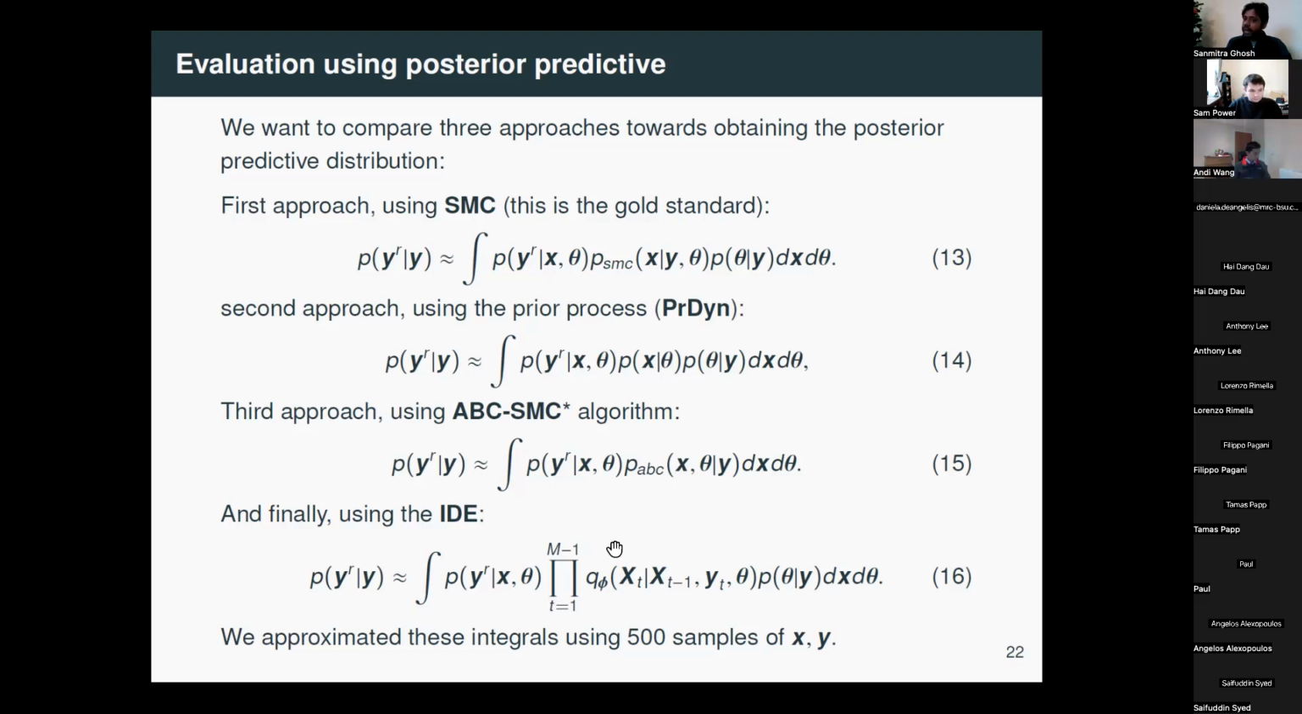And finally, the IDE. To approximate all the integrals, I'm just using 500 samples of X, and sorry, this should be theta. So X and theta, 500 samples to do a Monte Carlo quadrature for all these integrals. So that means for each theta, I have to run a particle filter. So basically, I have to run SMC 500 times.